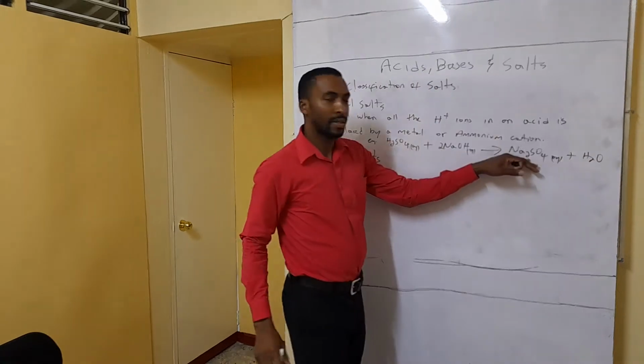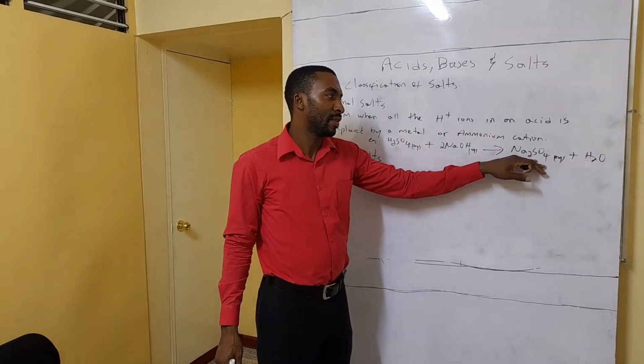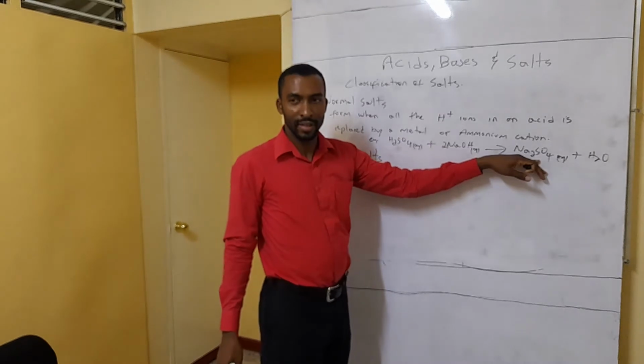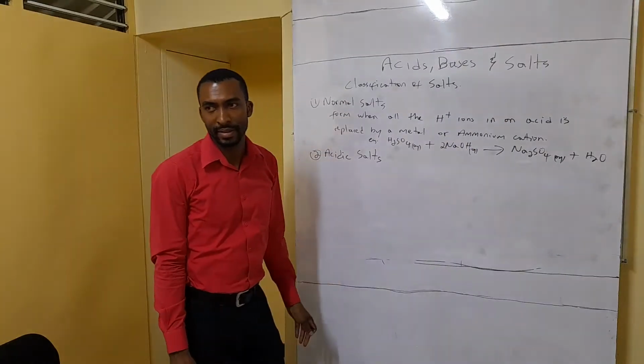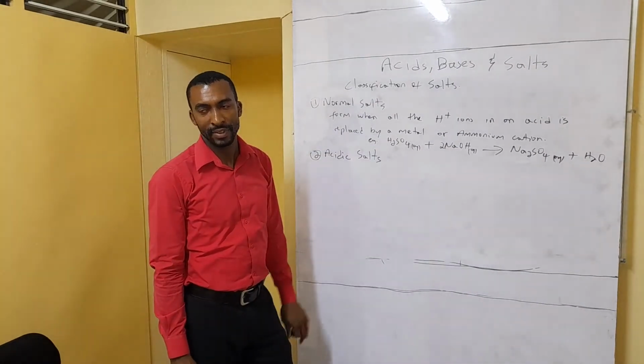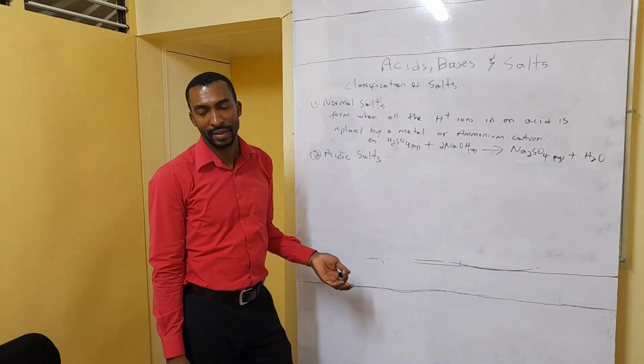Right? So sodium sulfate would be a normal salt. So all the hydrogens are replaced by a metal. Could have been the ammonium ion as well. Alright?